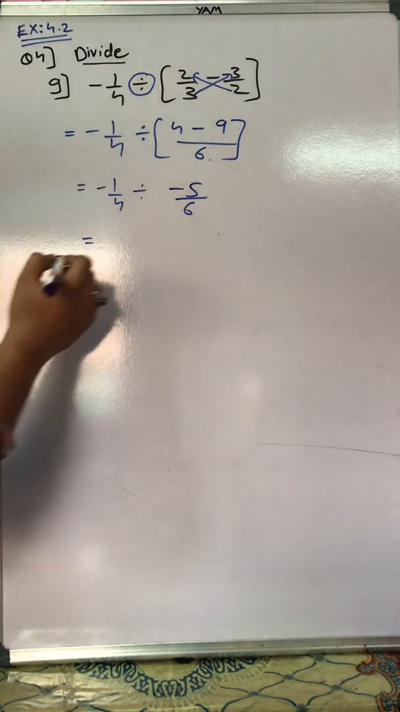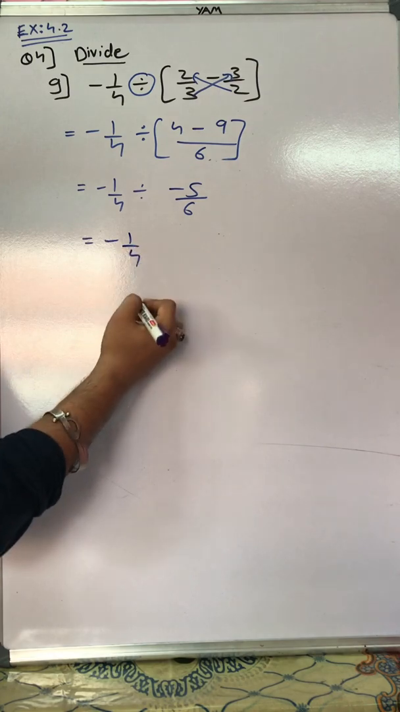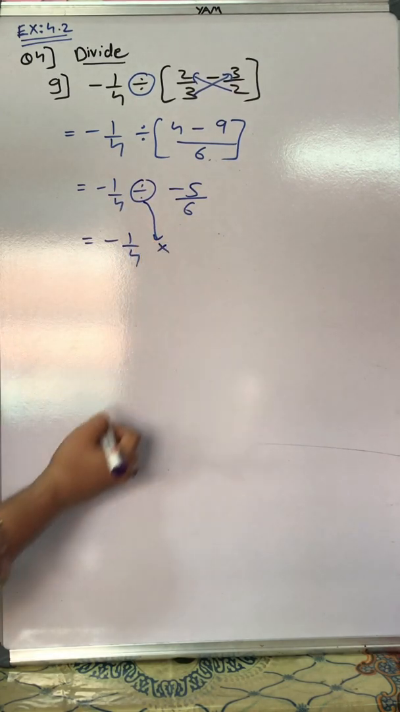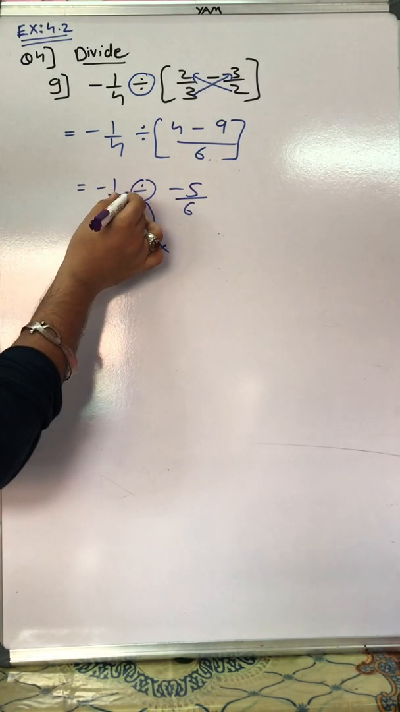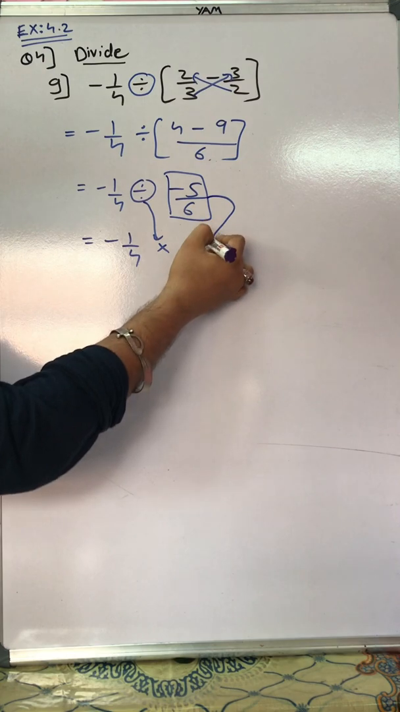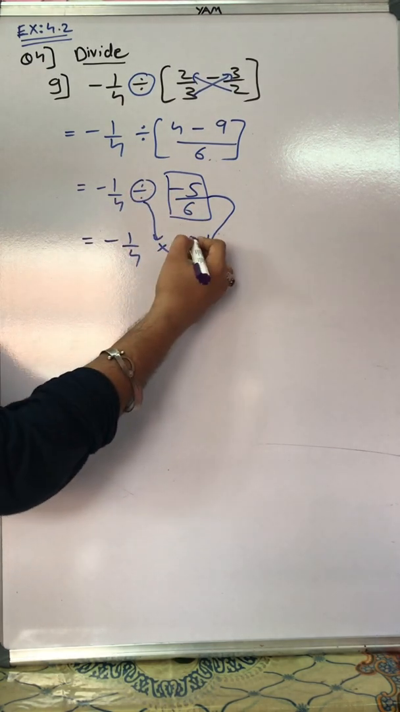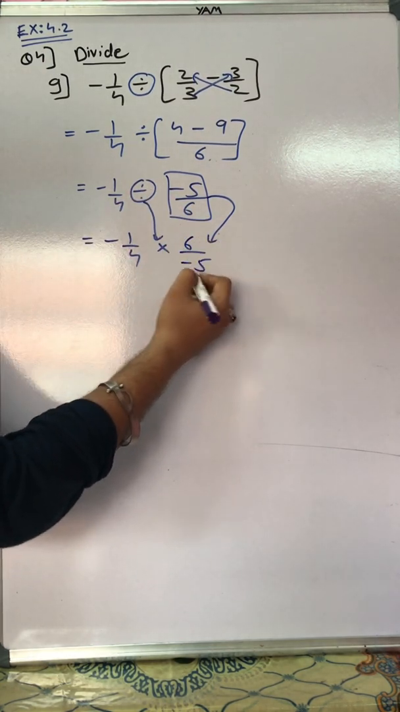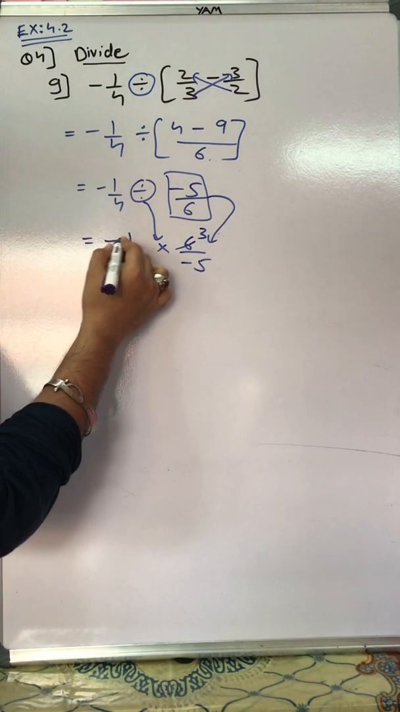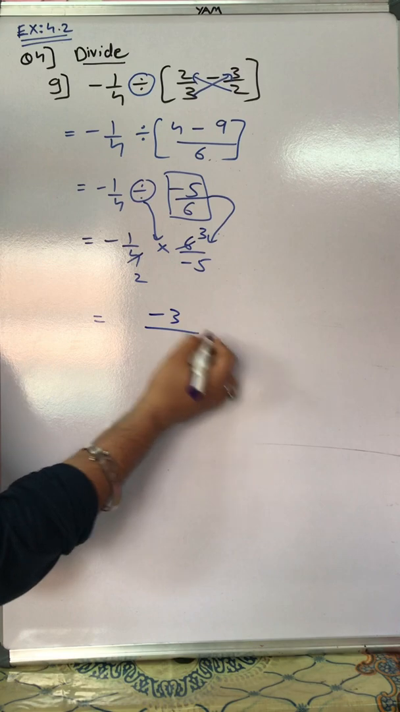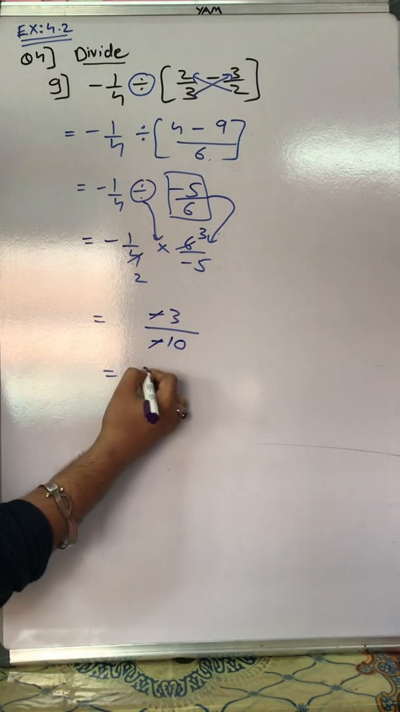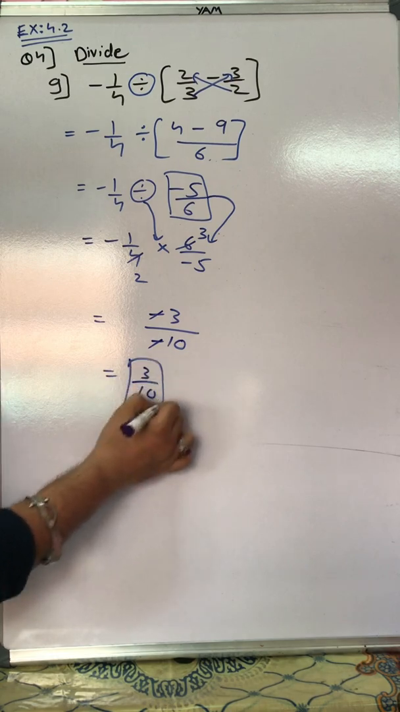Now students, here this is a very important step. Now see what I am doing. Minus 1 upon 4 I will write as it is. At the place of division, students, I am writing multiplication. So see now what will happen to this. This will be reciprocated. I will write 6 upon minus 5. So 2 threes are 6, 2 twos are 4. So minus 1 multiplied by 3 is minus 3, upon 2 multiplied by minus 5 is minus 10. Minus minus gets cancelled. So our answer is 3 upon 10.